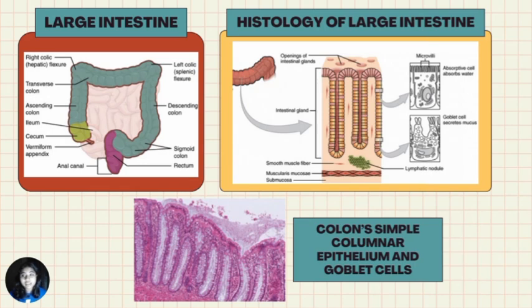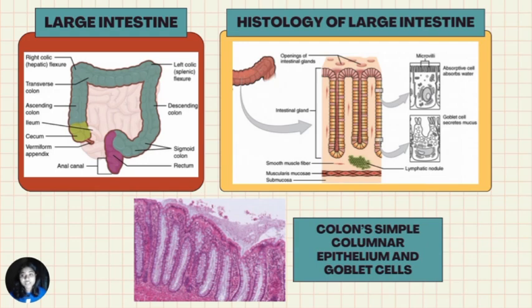As for anal canal, it is the final segment, 3.8 to 5 centimeter in the perineum, opens to the anus. It has two sphincters, the internal sphincter made of smooth muscle for involuntary action, and the external sphincter is made of skeletal muscle for voluntary action.